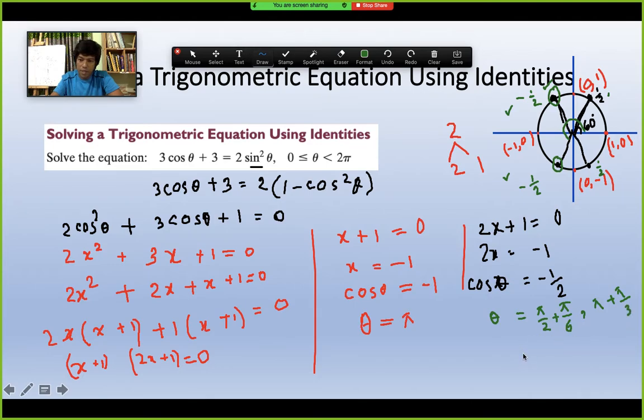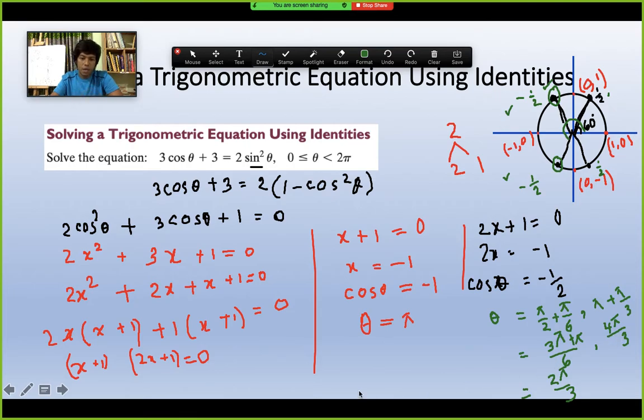Now if we do LCM, then it will become 6, then this is 3 pi plus 2 pi, this is pi. Then this is 3 pi plus pi, that means 4 pi, 4 pi by 3. And this side is 3 pi plus pi, that means 4 pi divided by 6, that means actually 2 pi by 3.